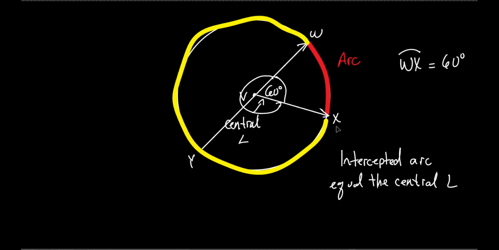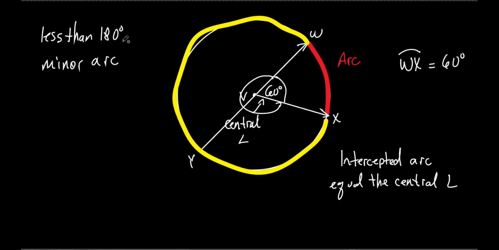If I just said arc WX, how would I know if I'm talking about the red one or the yellow one? Agreed? So we have to have a way to differentiate between a smaller arc and a bigger arc, all right? Now this red one right here is less than 180 degrees, and we give that a name. I'm gonna write it over here. So when you have an arc that is less than 180 degrees, we call it a minor arc.